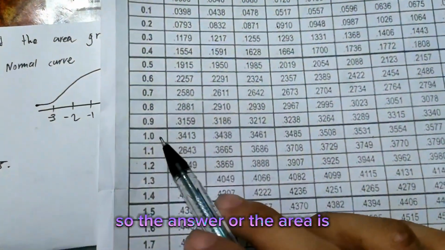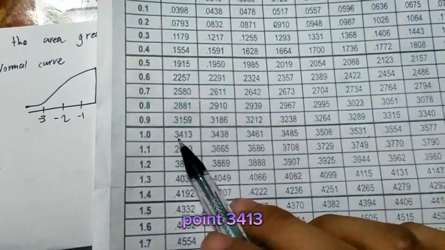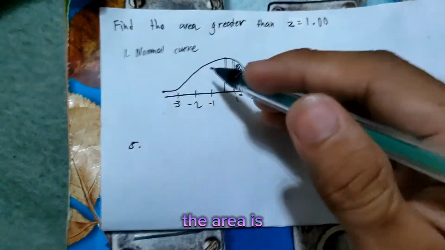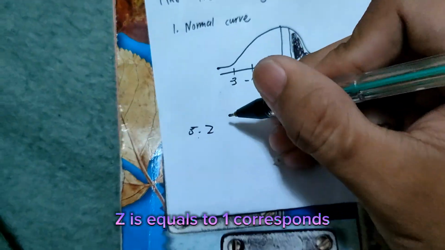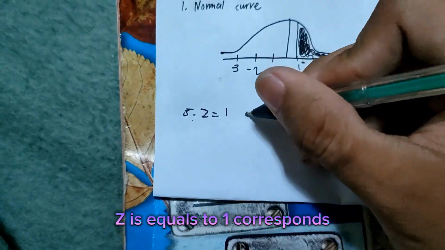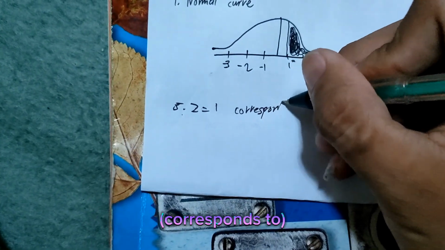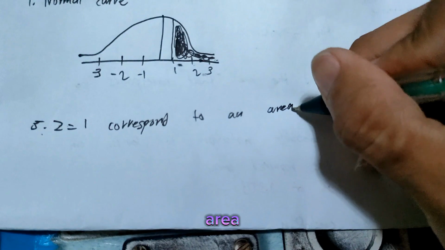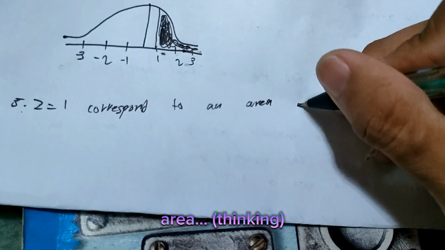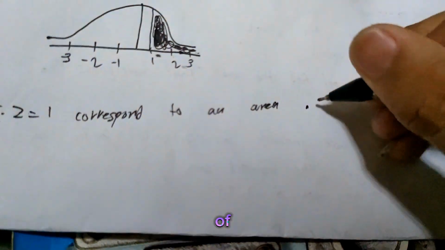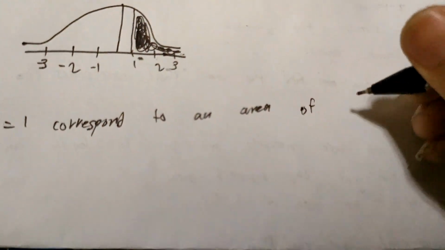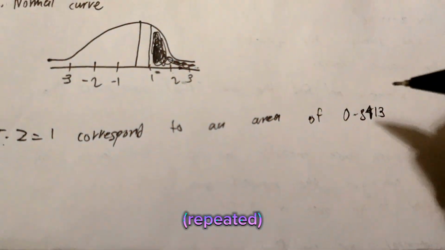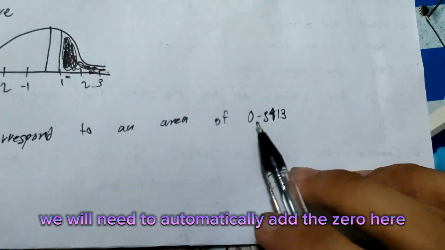So the answer, or the area, is 0.3413. So z equals 1 corresponds to an area of 0.3413. We will need to automatically add a 0 here.